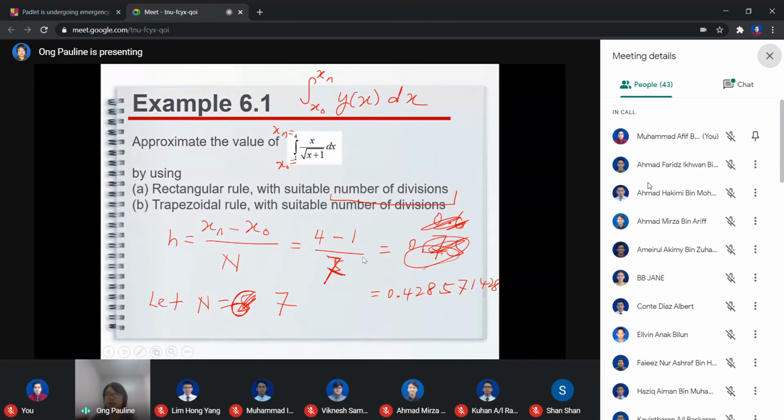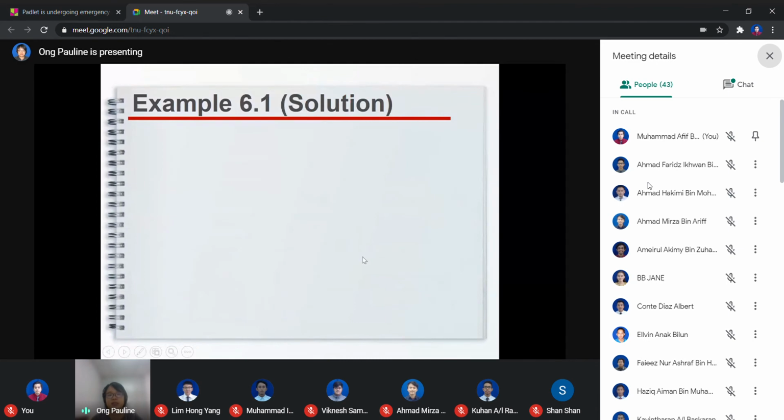So now let us calculate the equations here. Firstly, let us proceed to the trapezoidal rule. So we let n to be 10. And I know that the h can be obtained by using the upper bound of the integral minus the lower bound of the integral divided by the n.